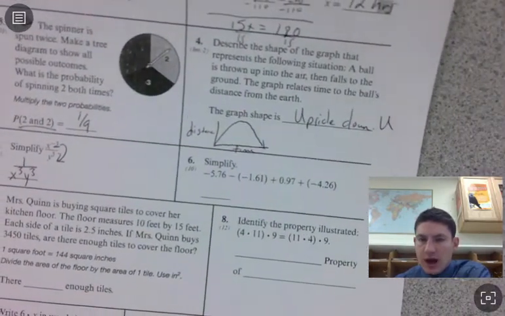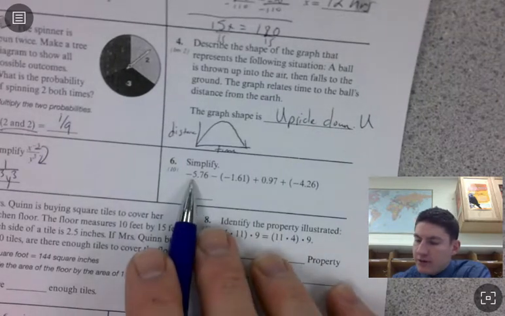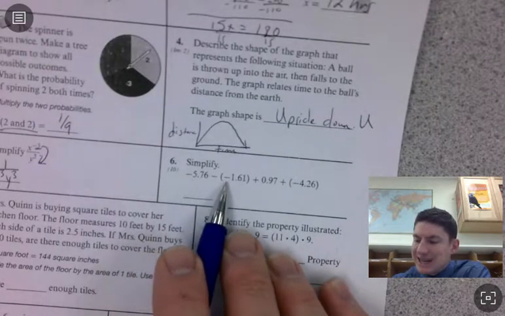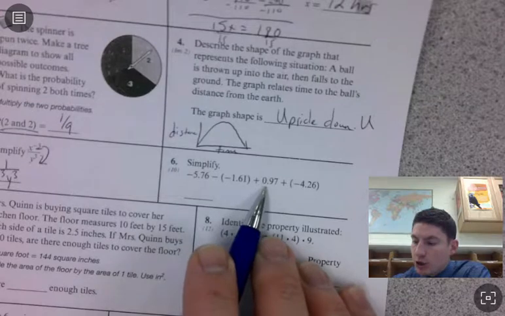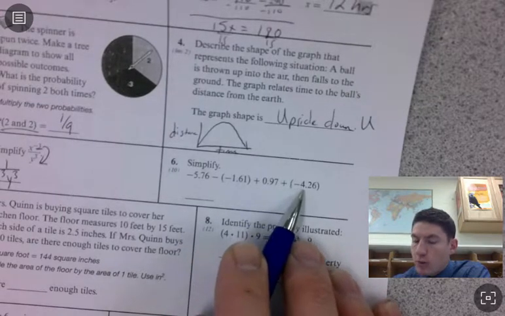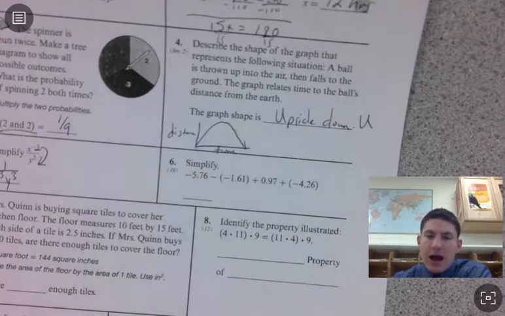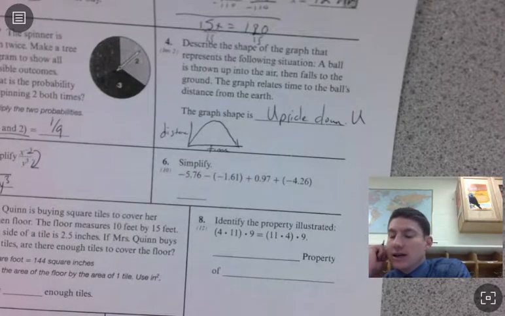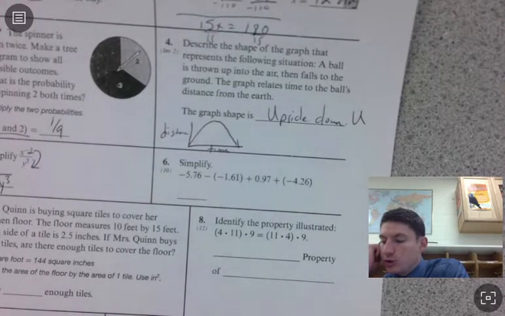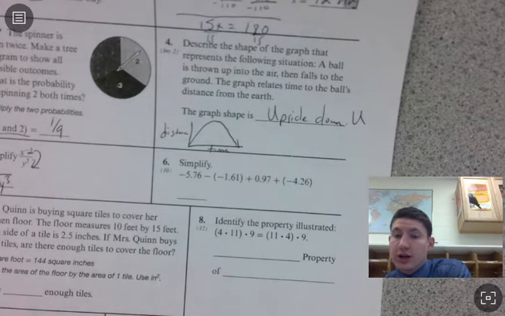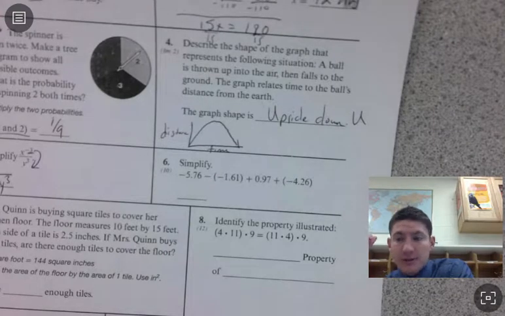Number 6, I've got the expression here, negative 5.76 minus negative 1.61 plus 0.97 plus negative 4.26. How would I come to finding this answer? What I like to do is to make sure that if I have subtraction, I can turn it into addition by saying adding the opposite, and then I put my positives together and my negatives together.